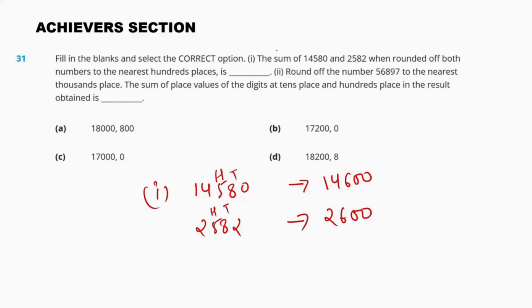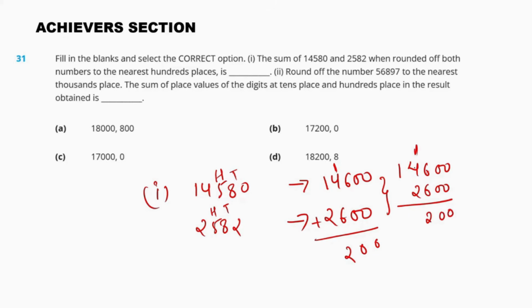So now we have to find the sum of that. Let me write this in one symmetry. So this will become 14,600 plus 2,600. So 6 plus 6 is 12. 1 will be carried here. So 4 plus 2 is 6 and 1 is 7. And then this is 1. So the answer for the first part is what? It is 17,200. Now we can clearly see that there's only one option which has 17,200 written here. So it should be option B.